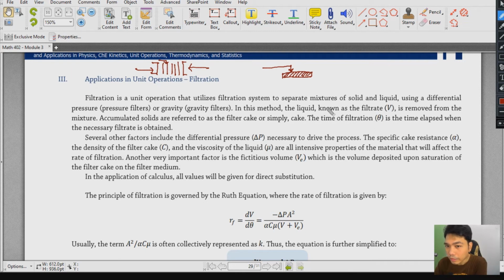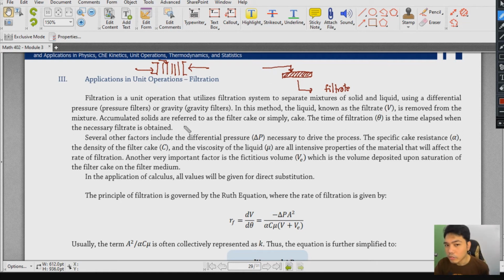And then, the liquid known as the filtrate is removed from the mixture. That means whenever you have a liquid that enters the filter, the fluid that comes out is what we call the filtrate. So, that's the first term you have to remember. You have an initial solution that needs to be filtered, what comes out of our filter we call the filtrate, the water that came out. And the filtrate is our V. We will be solving for the amount of filtrate produced in this process, not the amount that we filter.